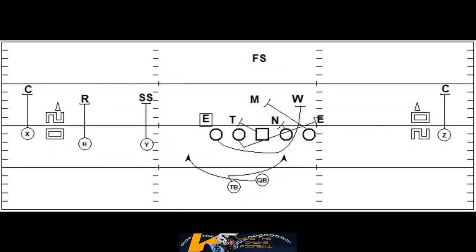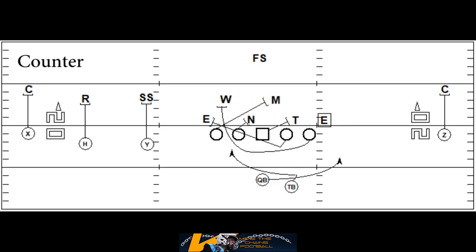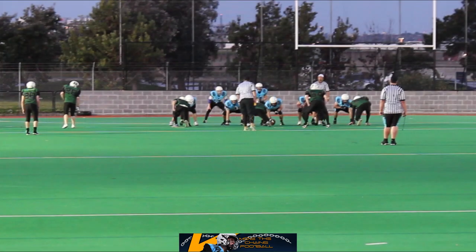Looking at our next run play here, the read option can also be paired with a counter run play. So, if the offense is running counter right, then the running back will start on the left, and the read man will also be on the left. And if the offense is running counter left, the running back and the read man will both be on the right. So this first example came from my own club's men's team in the 2014 game against the UNSW Raiders.